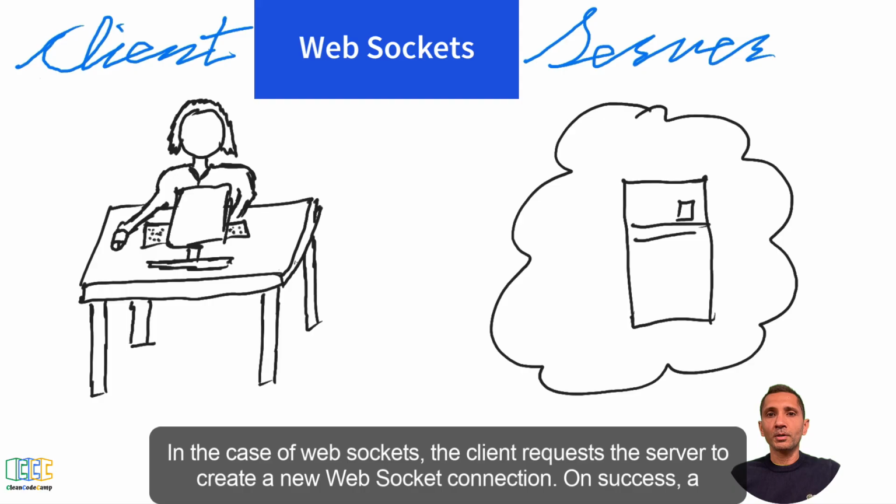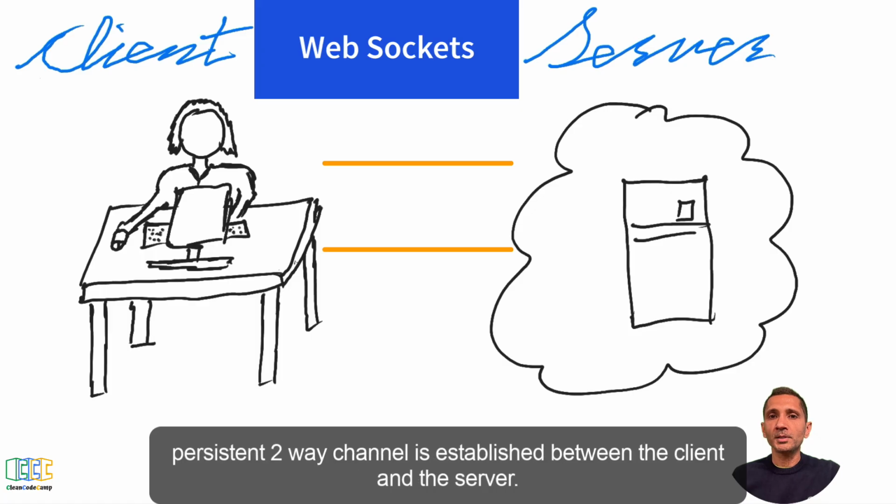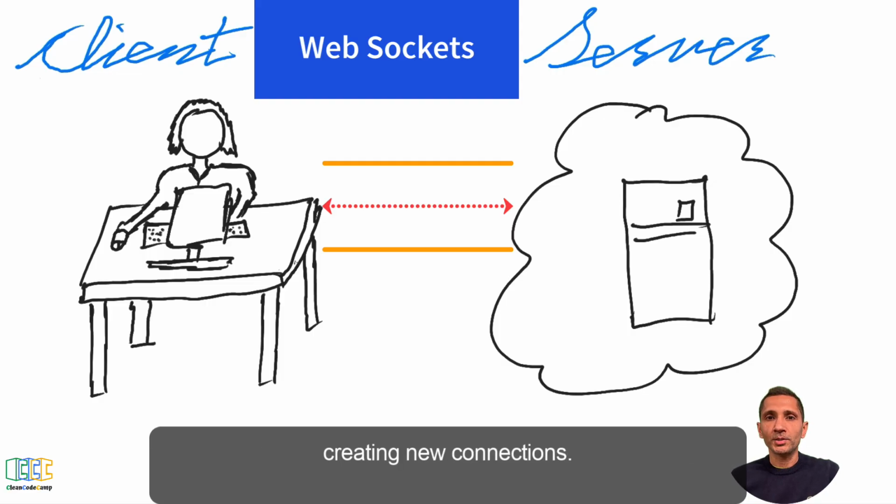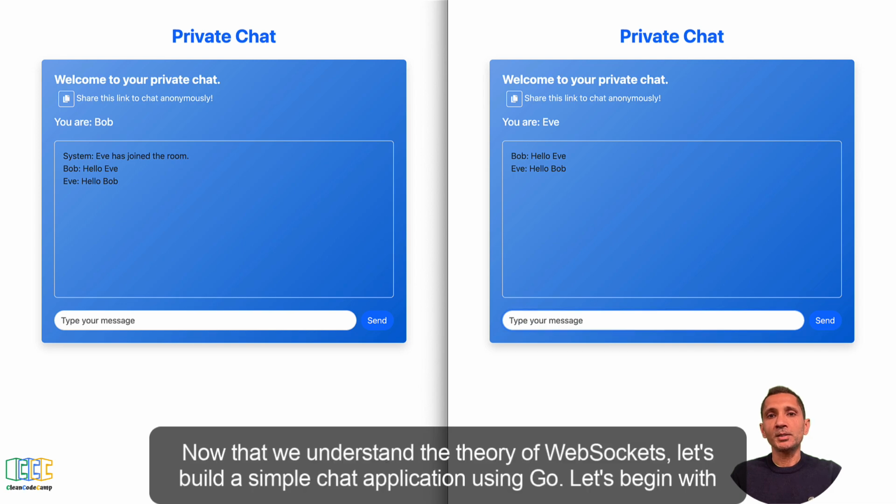In the case of WebSockets, the client requests the server to create a new WebSocket connection. On success, a persistent two-way channel is established between the client and the server. Using this channel, the client and the server can now send messages to each other instantly without the overhead of creating new connections. Now that we understand the theory of WebSockets, let's build a simple chat application using Go.